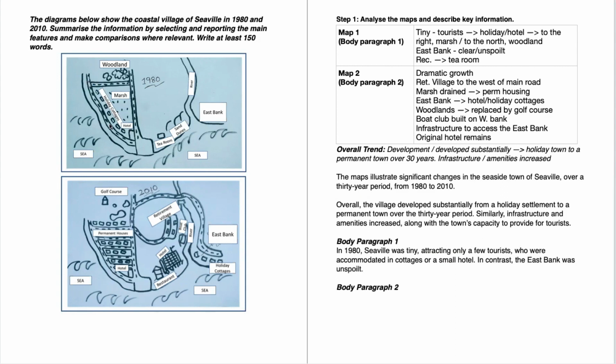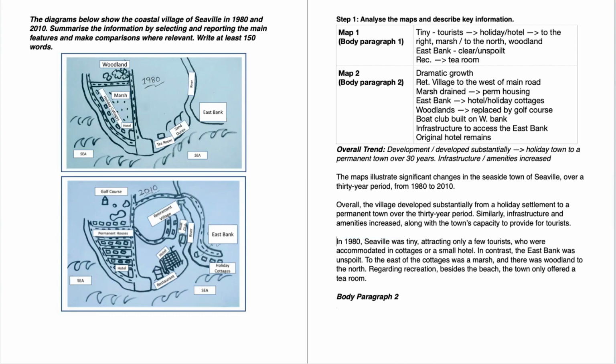So even though there were some holiday cottages here, remember, we saw the East Bank was clear. Now I want to talk about some direction. So I want to say, to the east of the cottages was a marsh, and there was woodland to the north. So you see how I've talked about the east and the north. That's great to get some directions in there. Now I want to say, regarding recreation, besides the beach, the town only offered a tea room. And that is really all we saw in terms of recreation. And this includes all of the details we wanted to add from the first map.